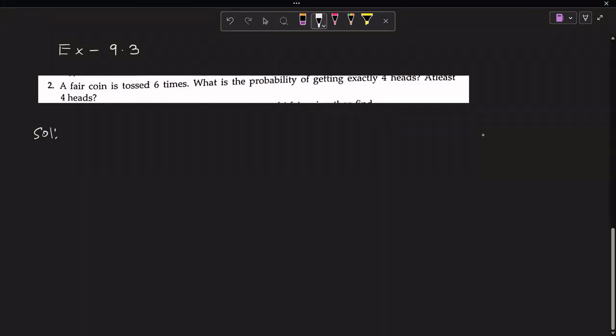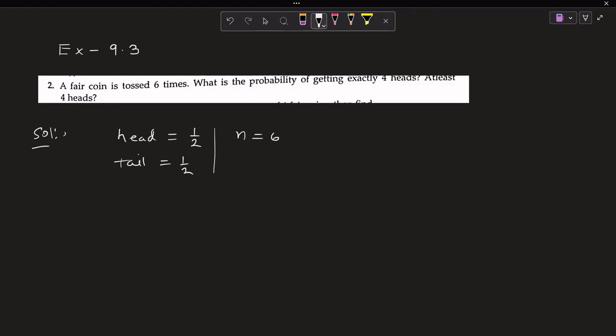So write down the solution. If a fair coin is tossed, then the probability of getting a head is 1 by 2, and the probability of getting a tail is 1 by 2. Both are 1 by 2. And it was tossed 6 times, so n will be 6.